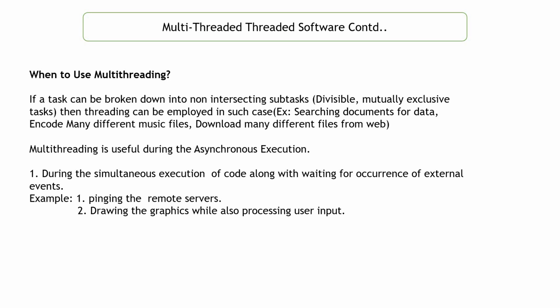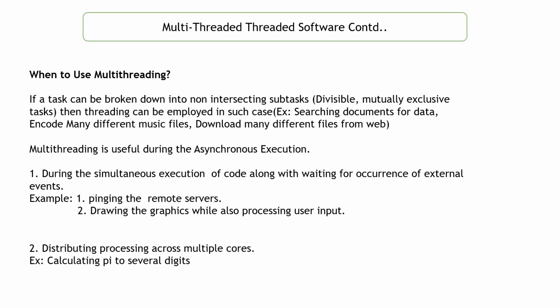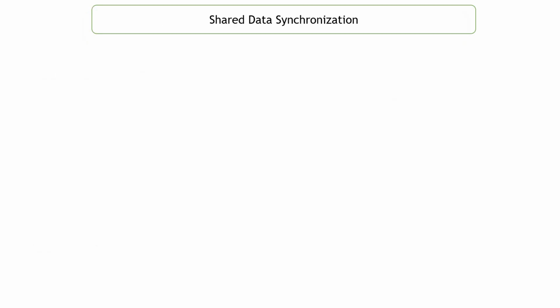And also the second thing is distributing the processing across multiple cores. For example, calculating pi to several digits. So in all these cases, we use multi-threading.